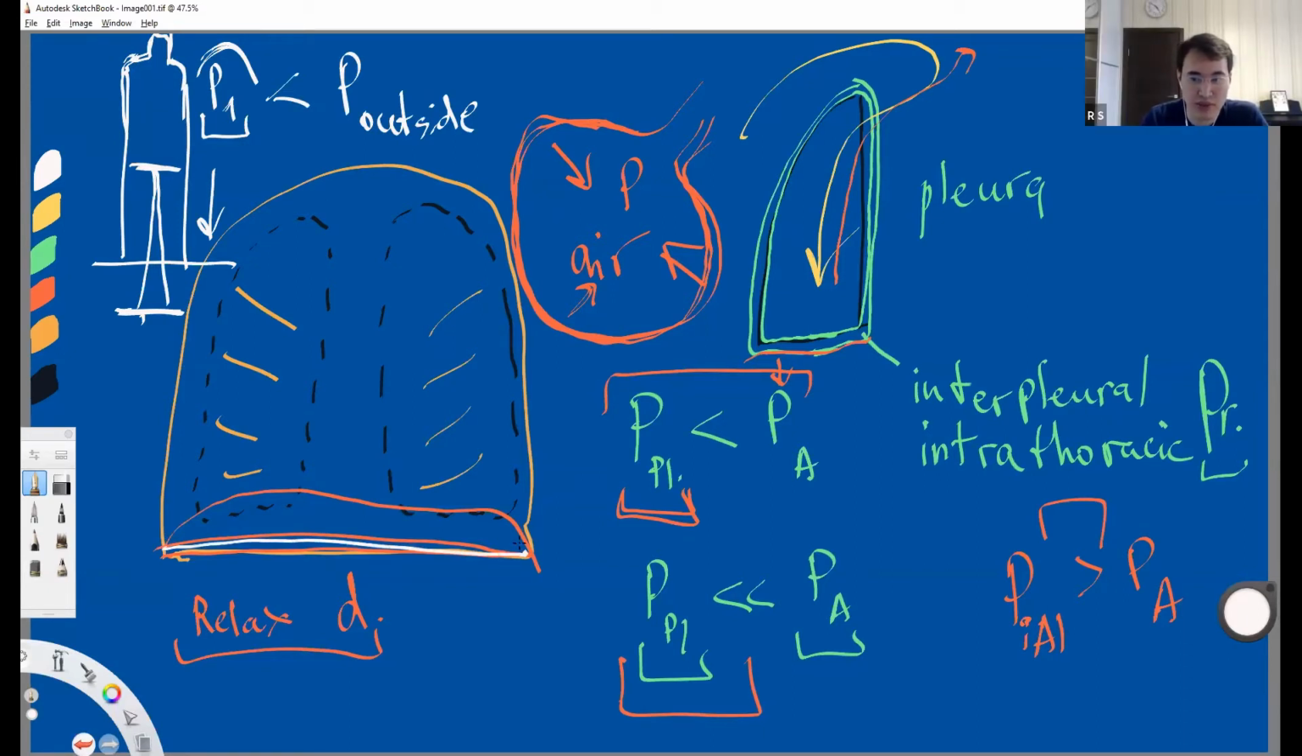That's why actually people, whenever they fall into water, they can suffocate, because instead of air, on the contraction of the diaphragm, the water gets inside. Okay.